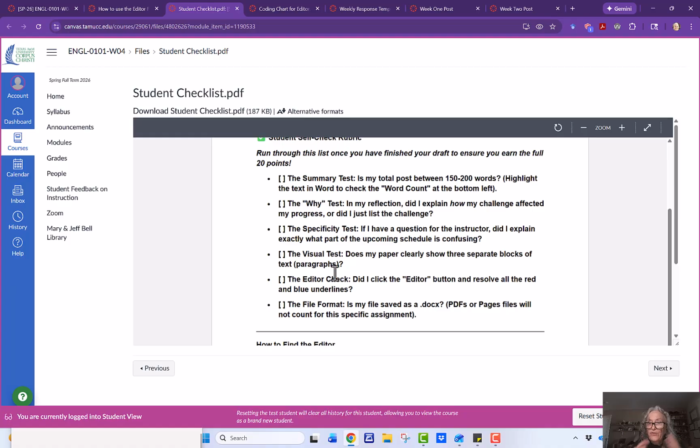Do you have 3 separate blocks of paragraphs? Did you use the editor? Did you save your file as a docs? PDFs or pages files you can't use. As a matter of fact, I have Canvas set up so it won't let you upload them. You'll get error codes all day and night. The only kind of file is a doc file.